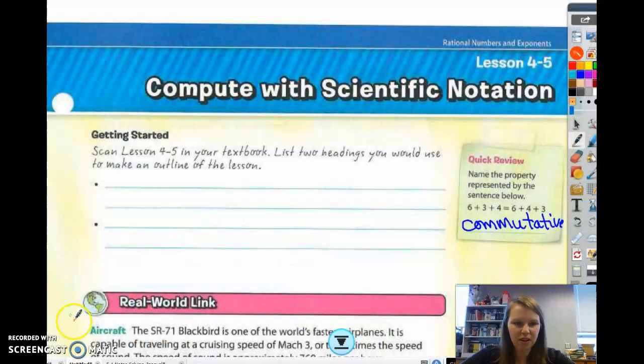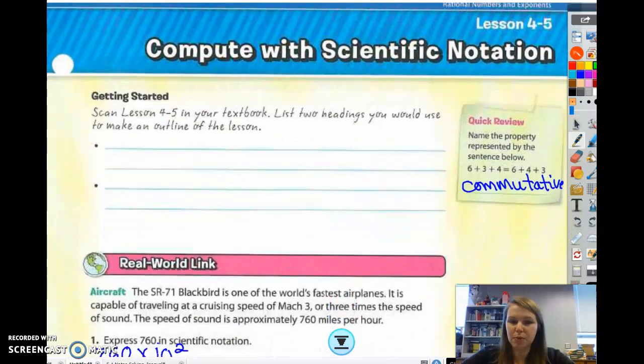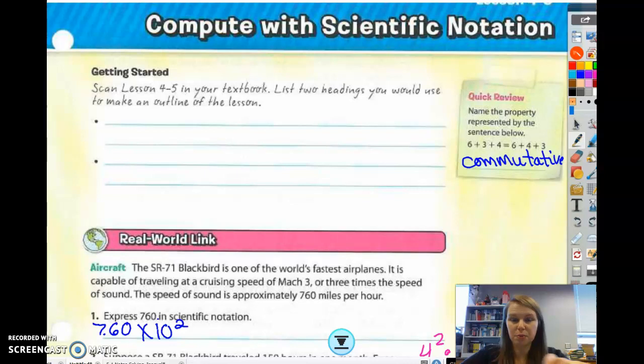Alright, today we're going to take a look at section 4-5, computations with scientific notation. So let's go ahead and start here. When we're computing with scientific notation, that means we're doing math problems where both numbers have scientific notation in them. So just a quick review here.